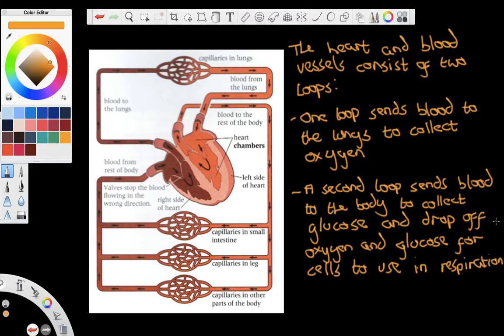Okay. So we've said that the heart consists of two loops. One loop sends blood to the lungs to collect oxygen. The other loop sends blood to the body to collect glucose and to drop off glucose and oxygen for cells to use. Right then.